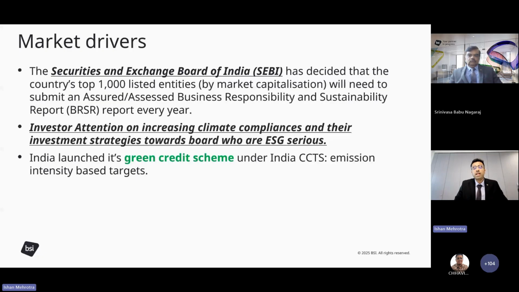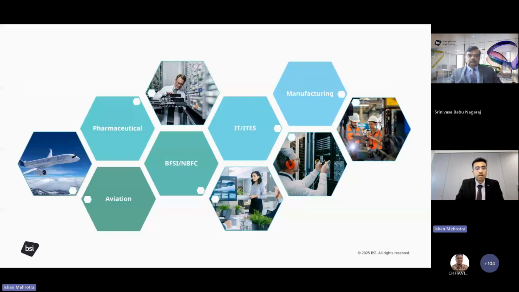Along with this, India has recently also launched its green credit scheme under the India CCTS, Carbon Credit Trading Scheme, the India Carbon Market, which is also supporting India's goal of net zero by 2070. So these are the basic market drivers.